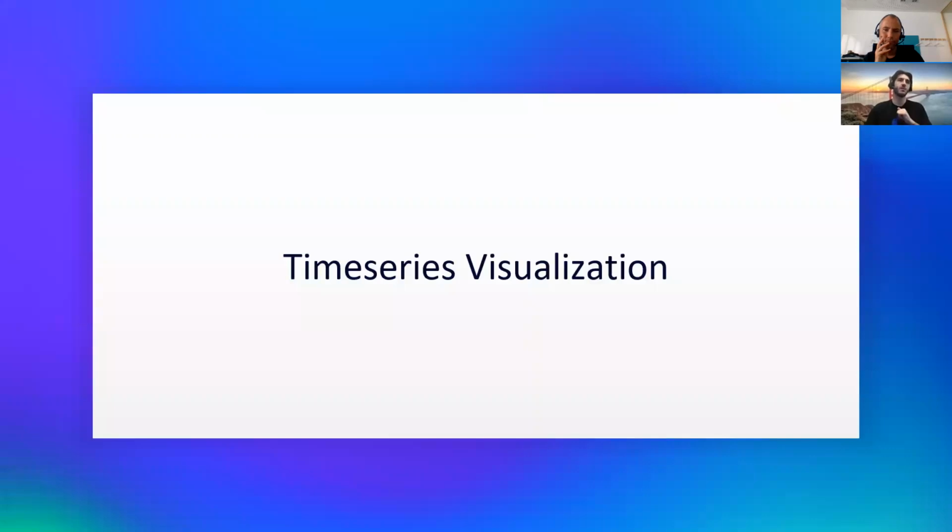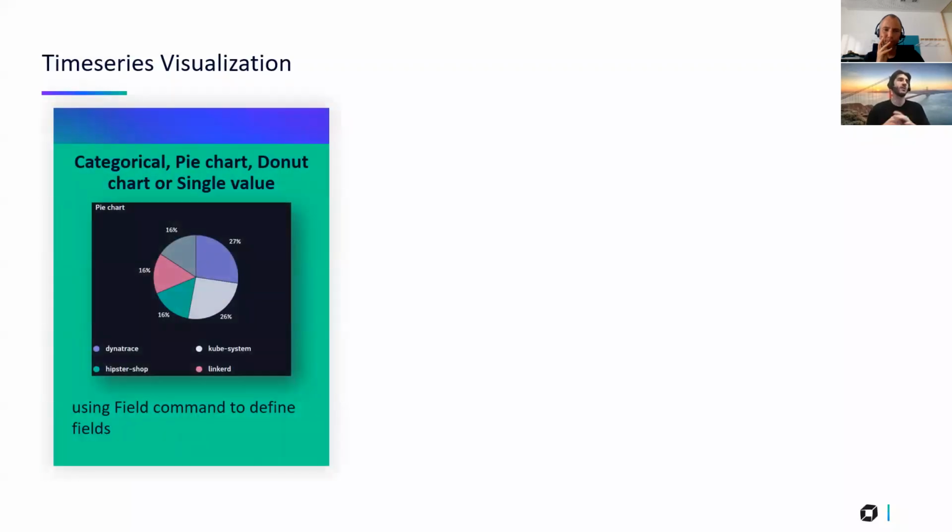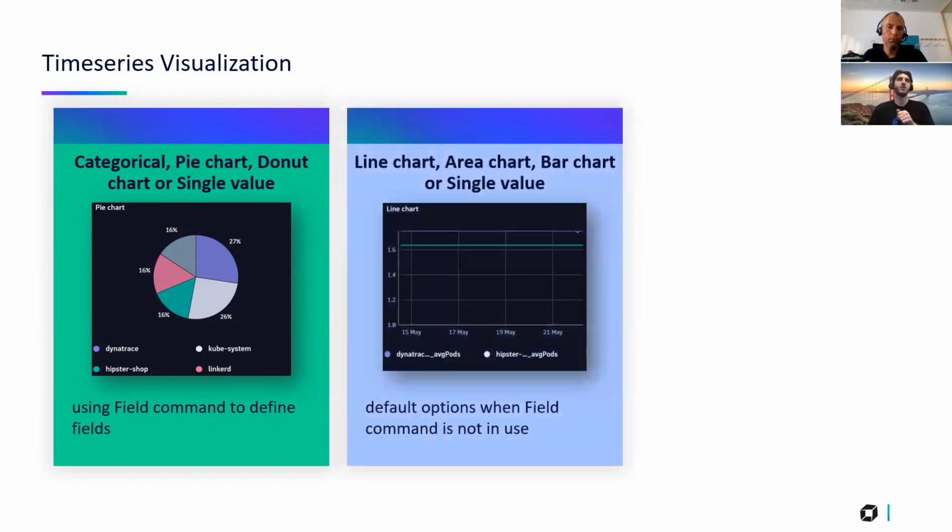Looking at visualization with regards to dashboards and notebooks, there are 3 distinct ways to visualize your data. This is either using the categorical, pie chart, donut chart, or single value. When you're looking at the time series command, if you add a field command at the end, this will give you the options to choose any one of these charts: the line chart, area chart, bar chart, and single value. Without the use of any field command, if you simply do the time series and summarize, you will then be presented with these options.